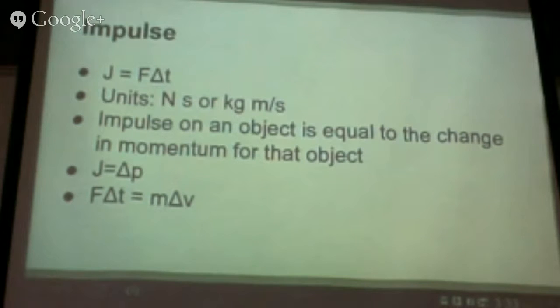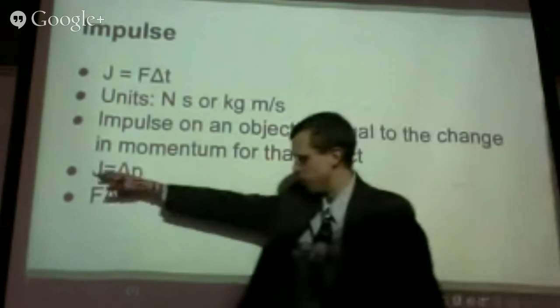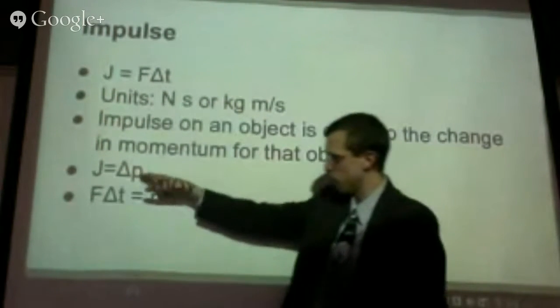So the impulse momentum theorem just says the impulse given to some object is equal to its change in momentum. And so again, this is a J, but it should be an I here. I equals delta P.